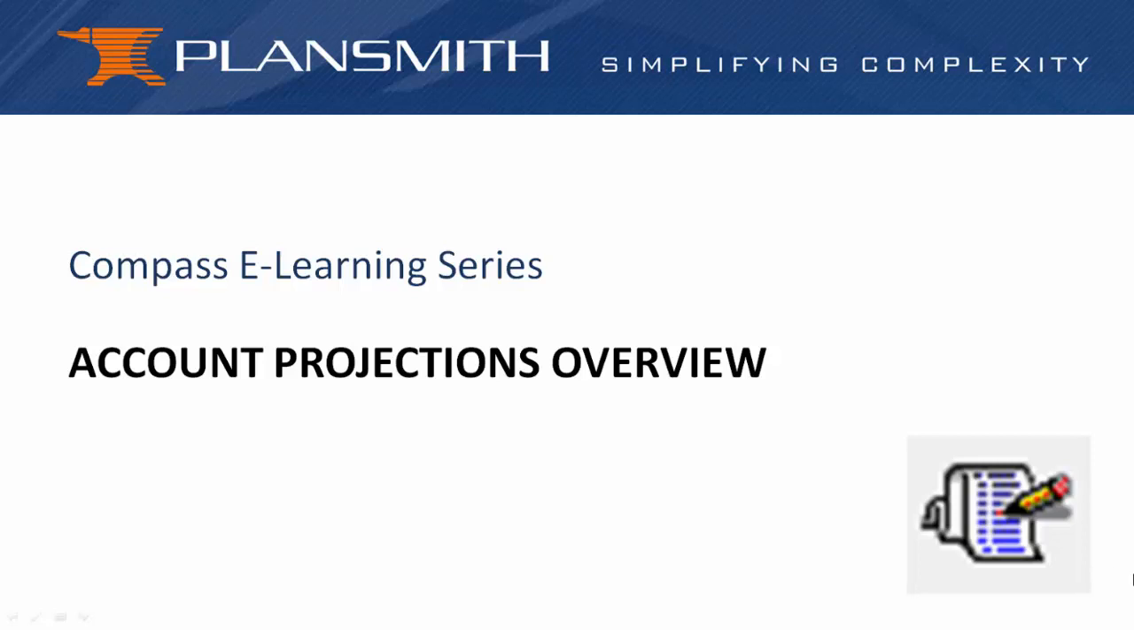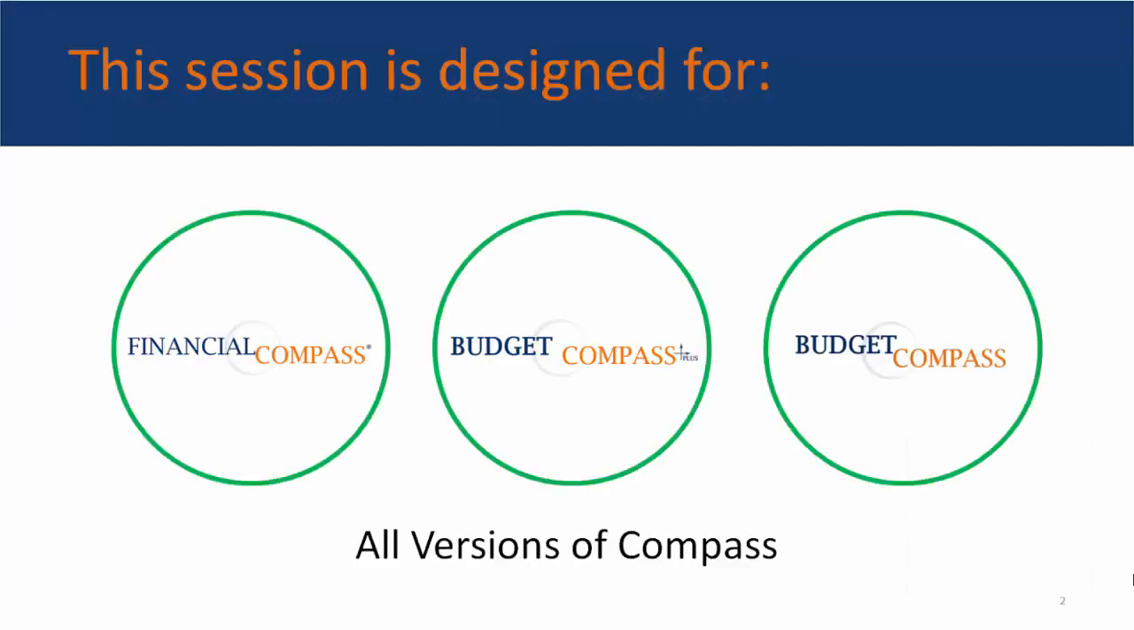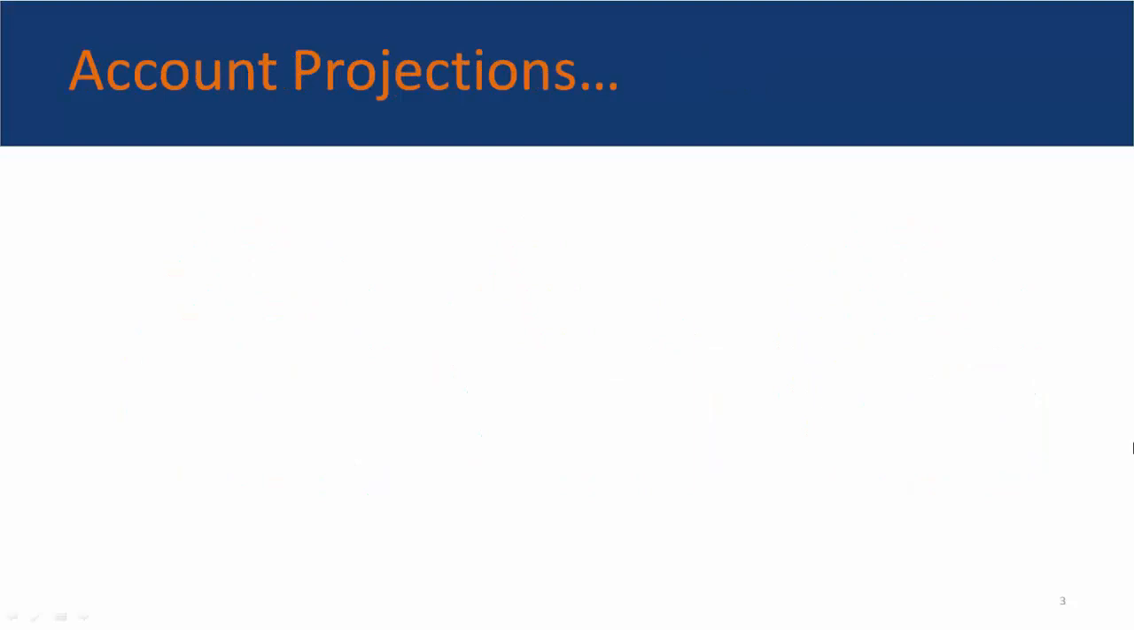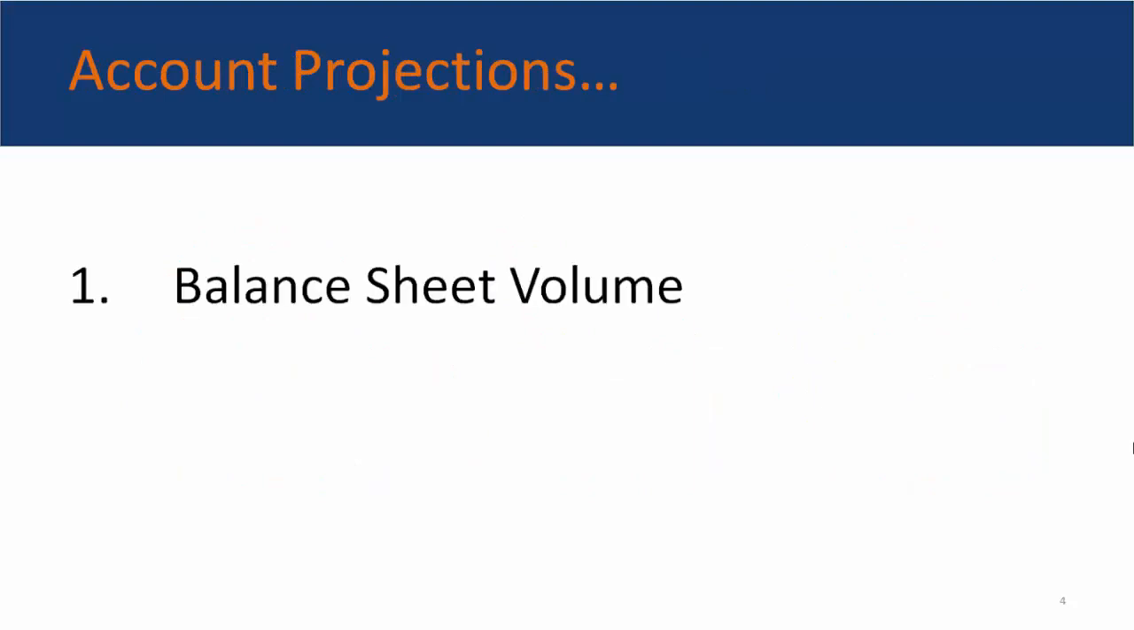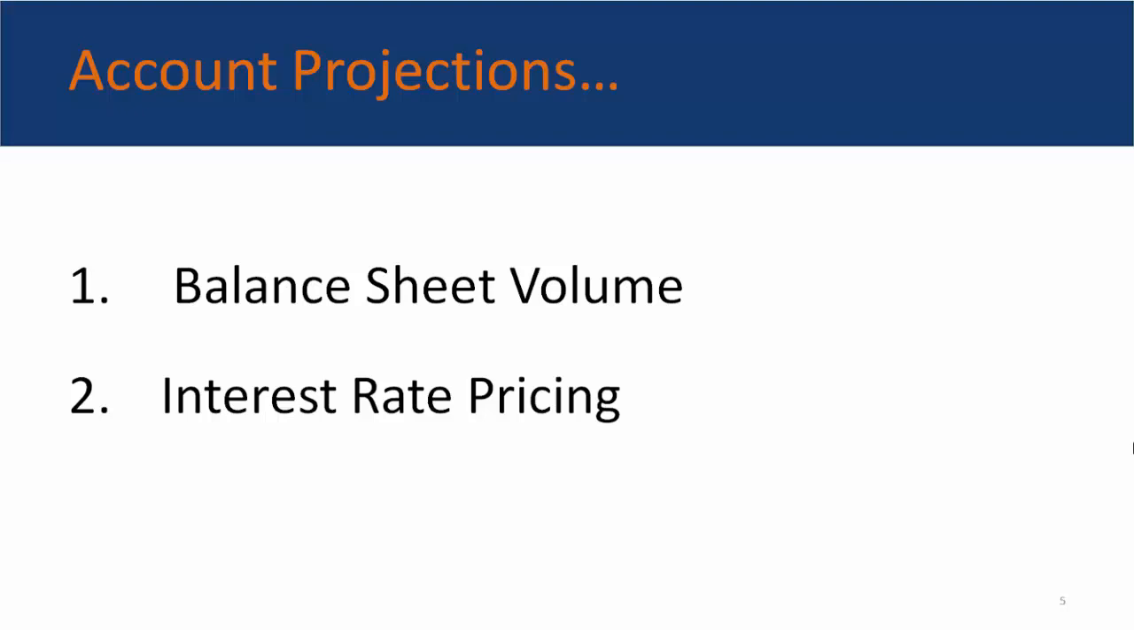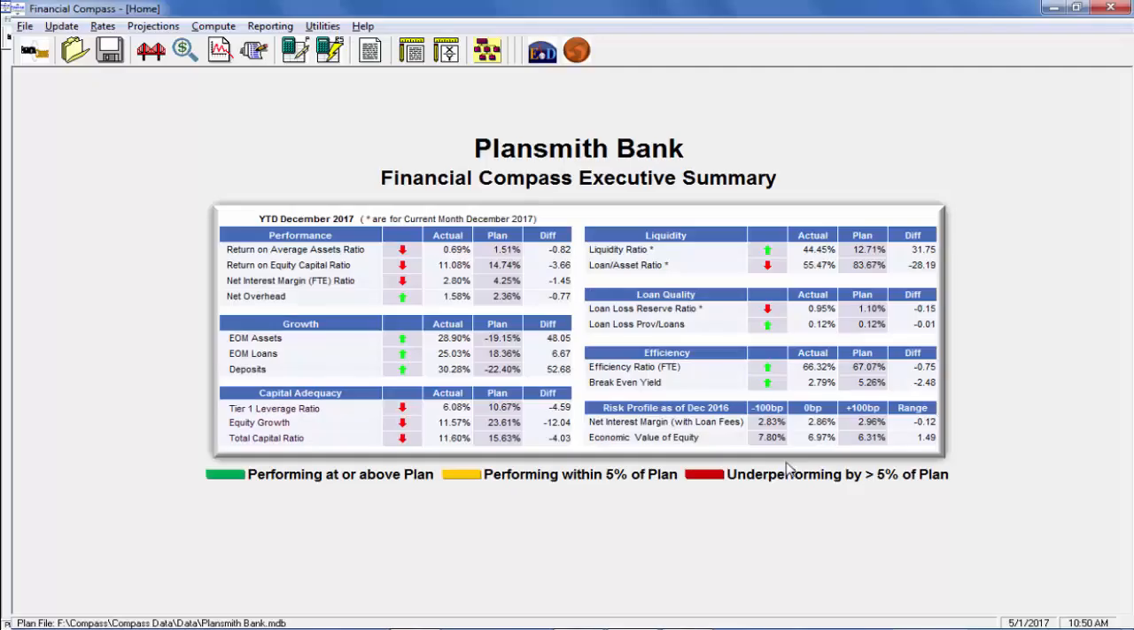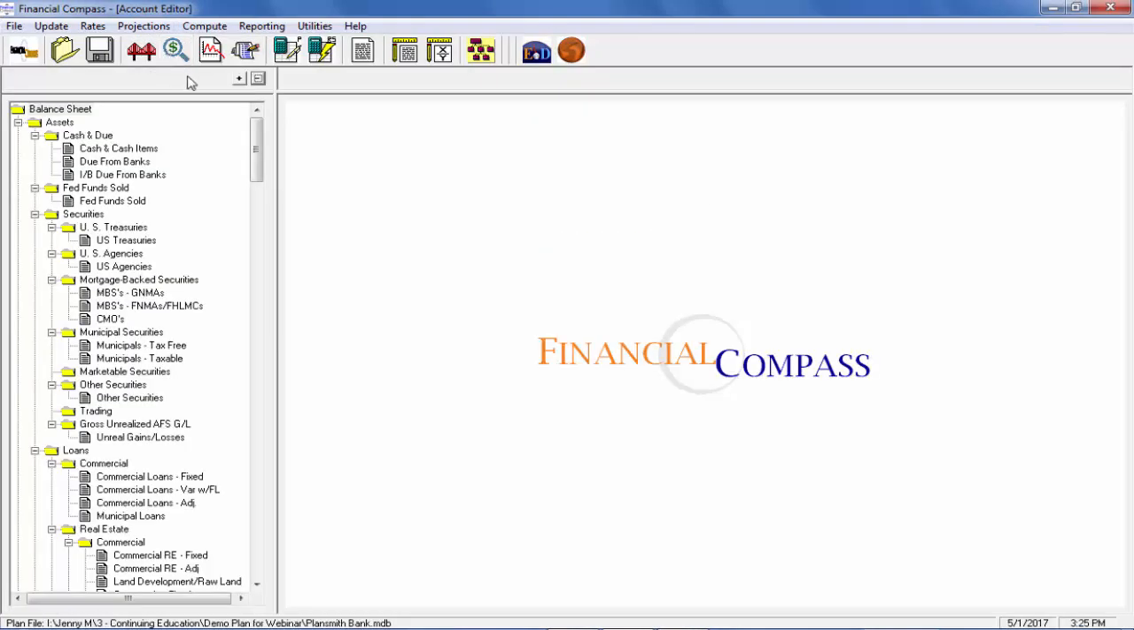This session includes an overview of the account projections, which is available in all versions of Compass. The account projections is the main design area which allows you to model balance sheet volume, interest rate pricing, and income and expense. You can access this screen by clicking the button on the navigational toolbar that looks like an adding tape, or by selecting Projections, then Accounts from the top menu bar.